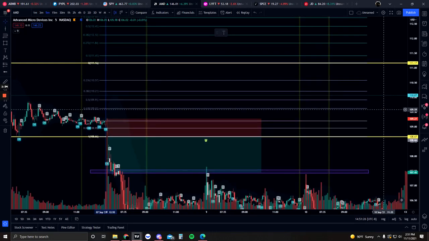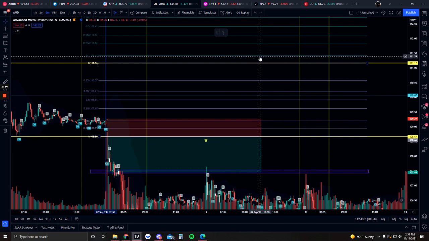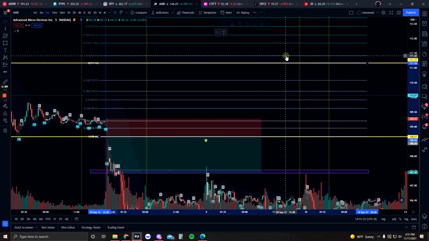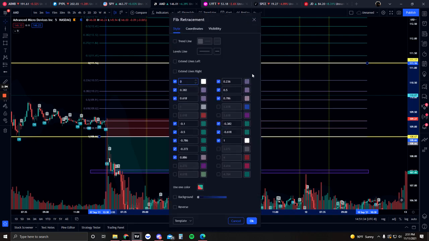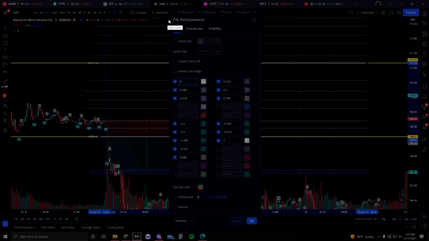Good work, guys. Can you post your fib levels when I'm done? Yep. So I'm going to actually take a screenshot right now. Put the settings in. Try to copy it exactly how it is.